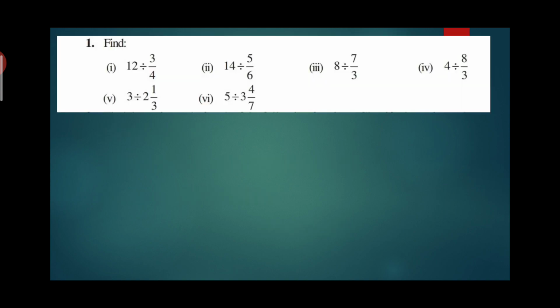First question is you have to find the value of all these divisions, and as you can see here you are given a fraction and a whole number. So we can say in question number 1 you have to divide a whole number by a fraction. So let us solve its first part, that is 12 divided by 3 upon 4.